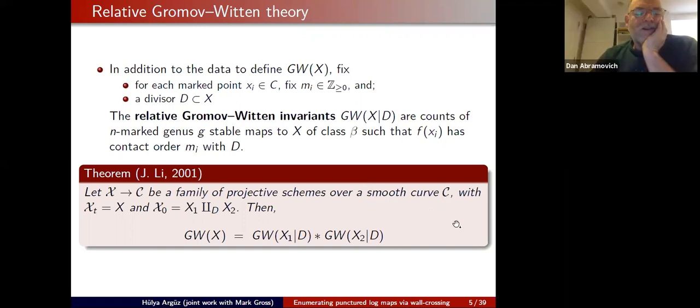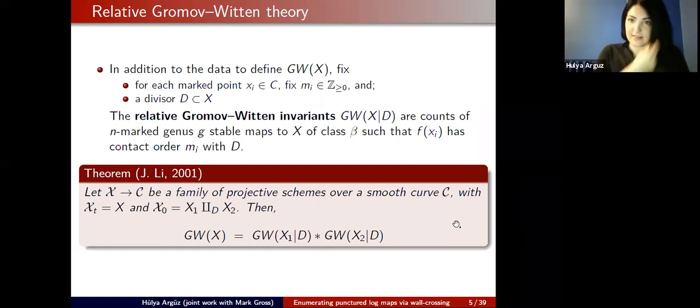I gather Gross and Siebert tell you that the punctured invariants will give you something. It's just that you don't know how to compute it. Exactly, yes. Gross and Siebert say that the punctured invariants will fit into mirror symmetry, but yes, that's true. We just don't know how to compute these invariants algorithmically.